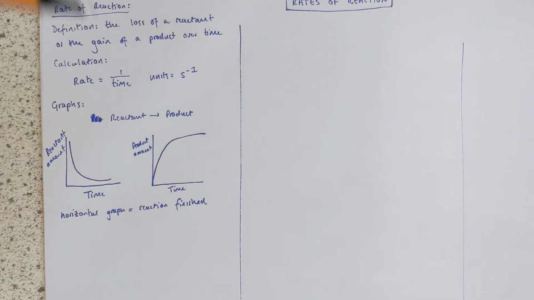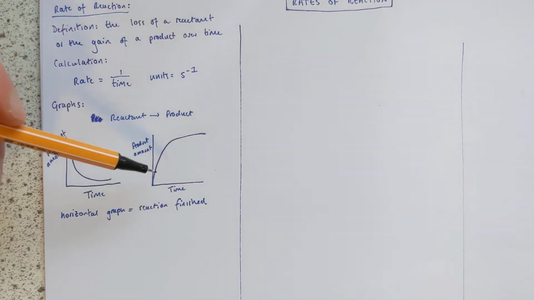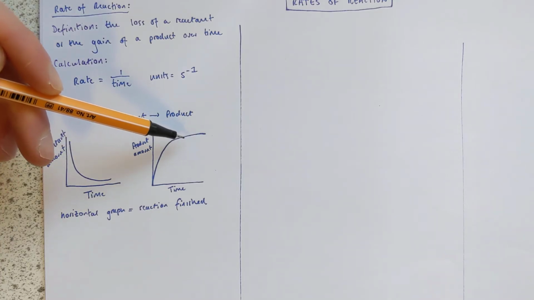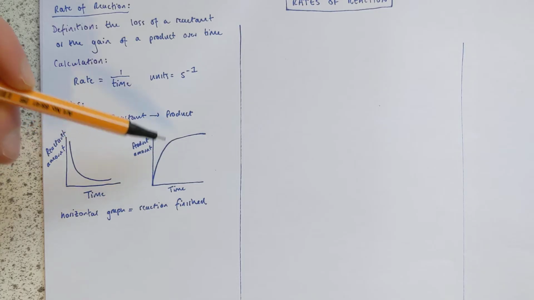The second thing is about the steepness of the graph. The steeper the graph is, either in an upward or downward direction, the quicker it's going. At the start of this reaction, for example, on the product side, we're making a lot of product in a short amount of time at the start, but then not much product in the same amount of time at the end. It's starting very quick and getting slower.